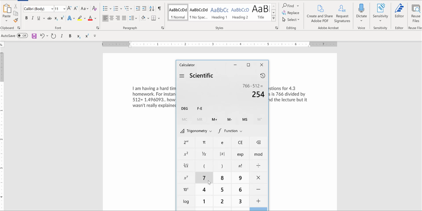So let's try it one more time. 766 divided by 512. I'll jot down the 1 because that's the integer part, but I'm going to subtract the 1 because I have to get the remainder, and then I'm going to multiply the decimal part of that number times the number I was dividing by, and there's my remainder of 254.